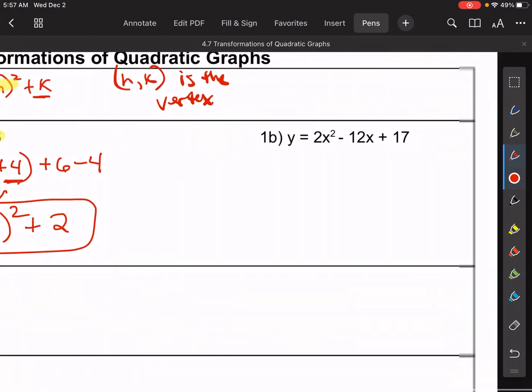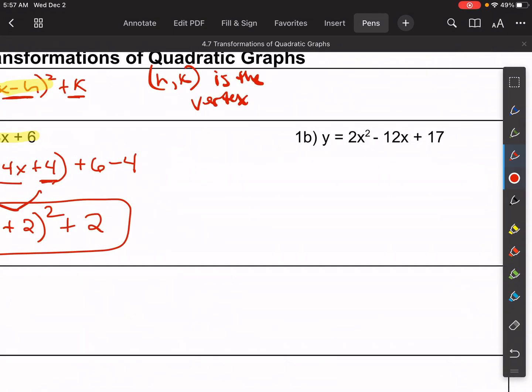Let's do it on 1b real quick together. So here for this one, we got to take a 2 out, right? So we could just divide everything by 2, but we don't have to. Let me show you why. What I can do is split this up. So y is equal to 2x squared minus 12x. I'm going to make some room, and then I'm going to put this 17 plus 17 over here.